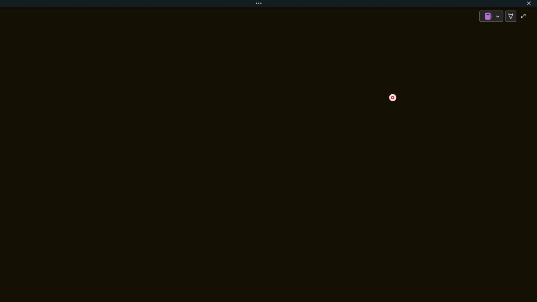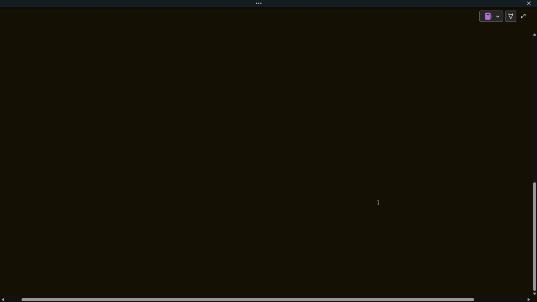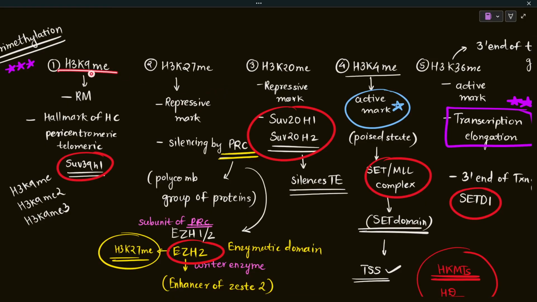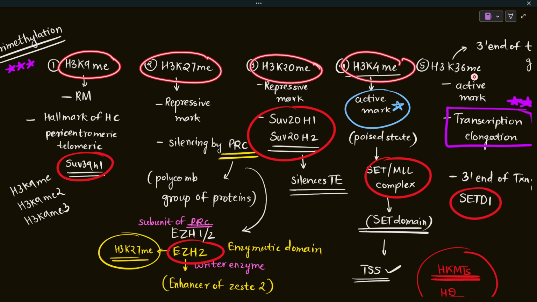So we have been discussing histone modifications. We are almost done with the histone methylation part. In the last lecture, we discussed all of the important methylation marks that are out there. So we have covered all of the important ones. But we have only discussed lysine methylation. Okay, so we are yet to discuss arginine methylation marks. So we discussed H3K9 methylation, H3K27 methylation, H3K20, H3K4 methylation, and H3K36 methylation.